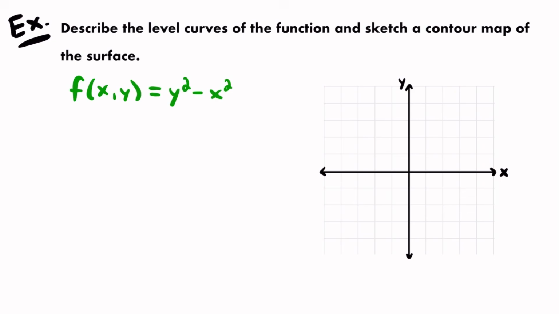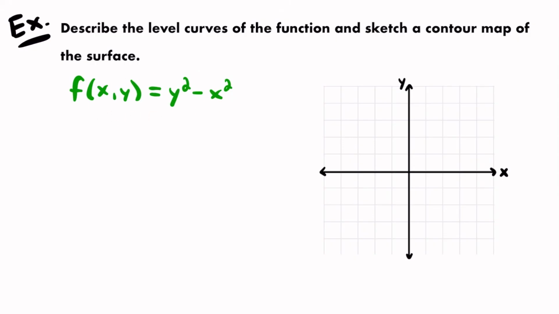Okay, so the first thing we want to do is figure out what the level curves will look like for the surface represented by this multivariable function. That's what the problem means by describe the level curves. We want to figure out what general shape we are going to get for our different values of c. In our first example, all of our level curves were circles, but that's probably not going to be the case here. And so let's take a look.